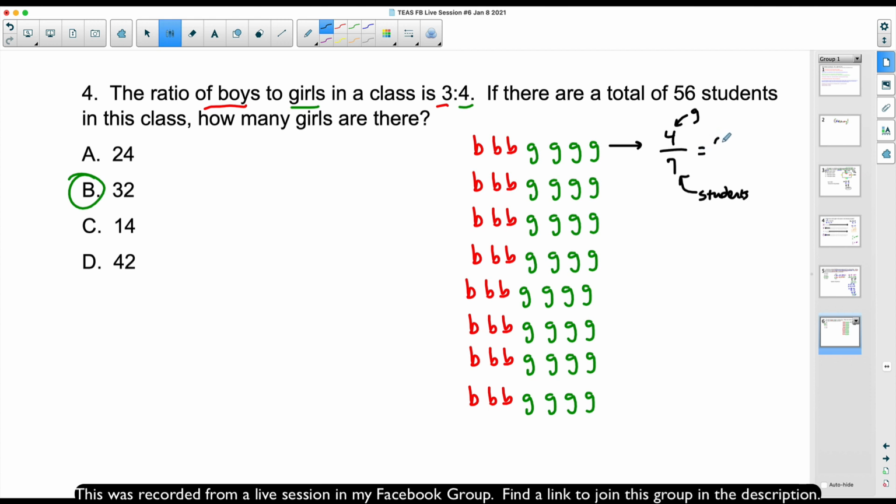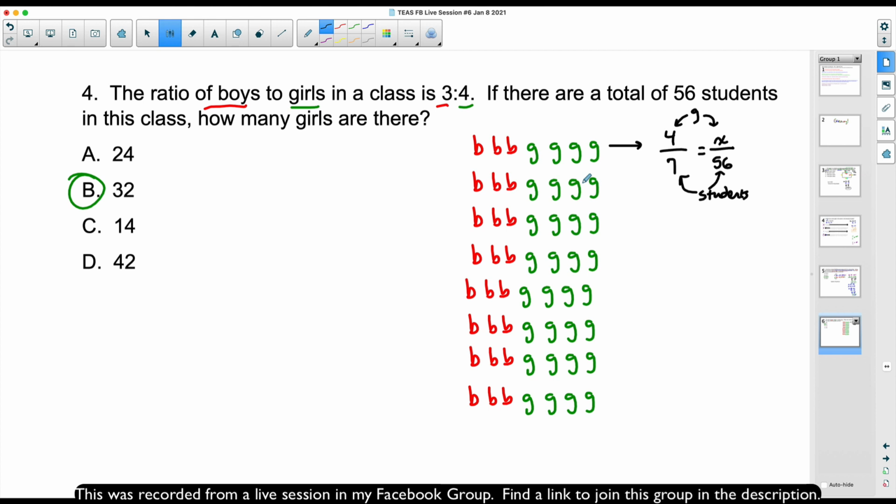So I can solve for girls. We'll put that up top because I have girls on top over here. And then I'm going to put my total number of students, 56, at the bottom to match up. And now you have a proportion. Cross multiply and divide. This is something you want to do super fast. So I'm going to take the 4 times the 56, and then I'm going to immediately divide by 7, and bam, there's our 32.